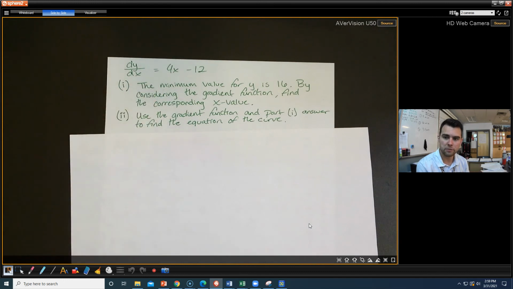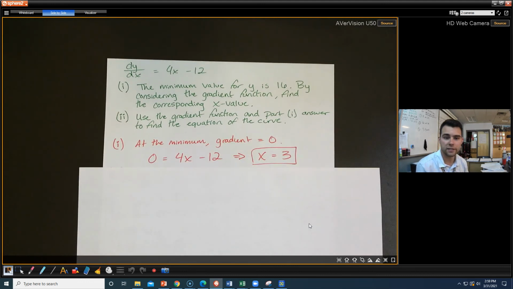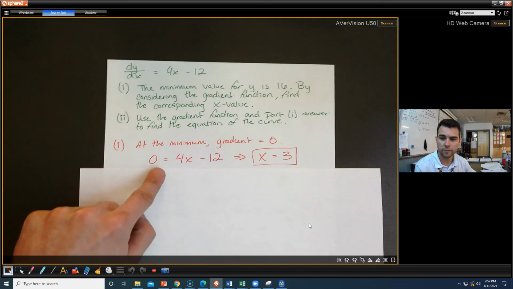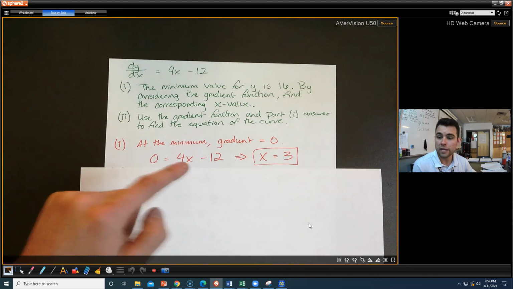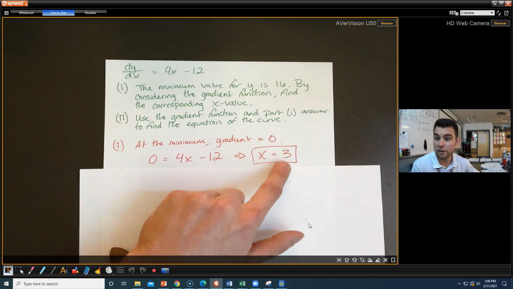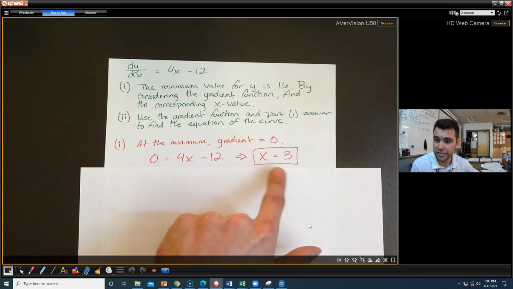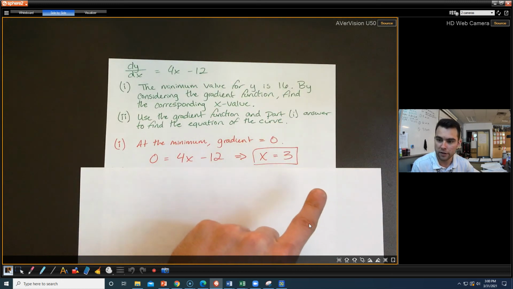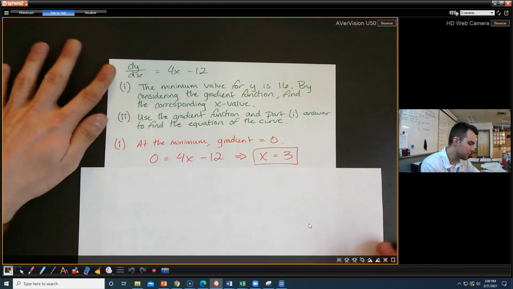Since we're talking about minimums or maximums, those are stationary points, and using the derivative to find stationary points, you just set your gradient equal to 0, and you solve for that x value. We end up finding that x equals 3, and that is where our stationary point is. Therefore, the point 3, 16 must exist if y is a corresponding, or 16 is a corresponding y value.